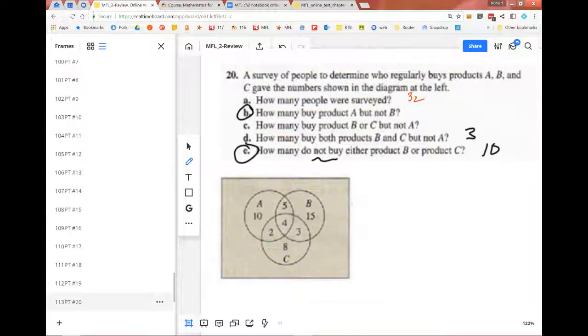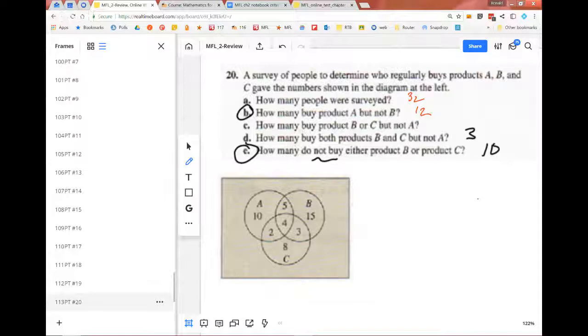Well, okay. Yeah, that's good. 12 is correct. Very good. Sorry. Were you looking for a different answer? No. Never mind. You're absolutely correct. Part C. How many buy B or C but not A?